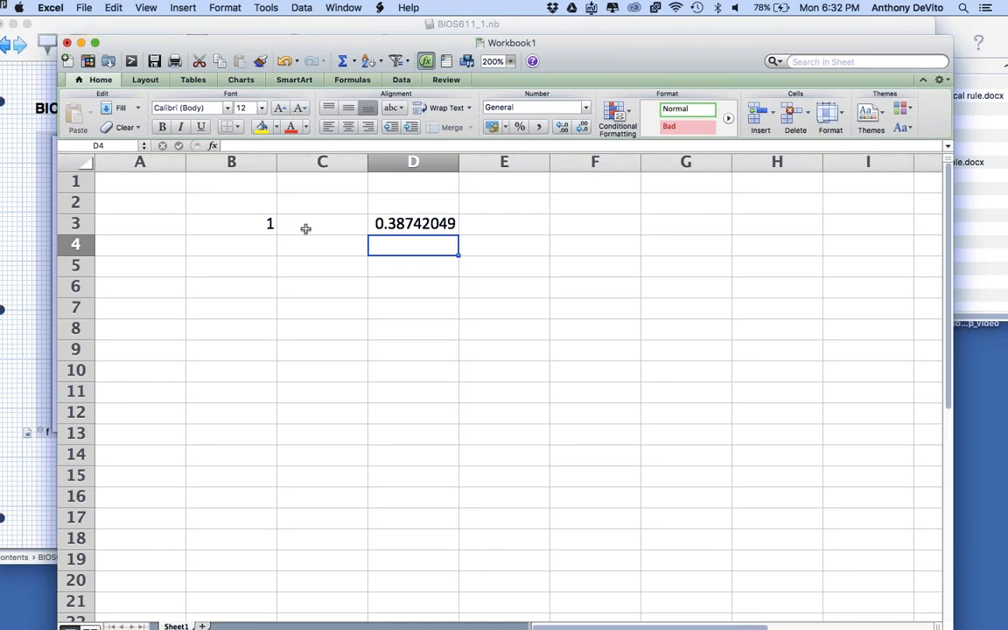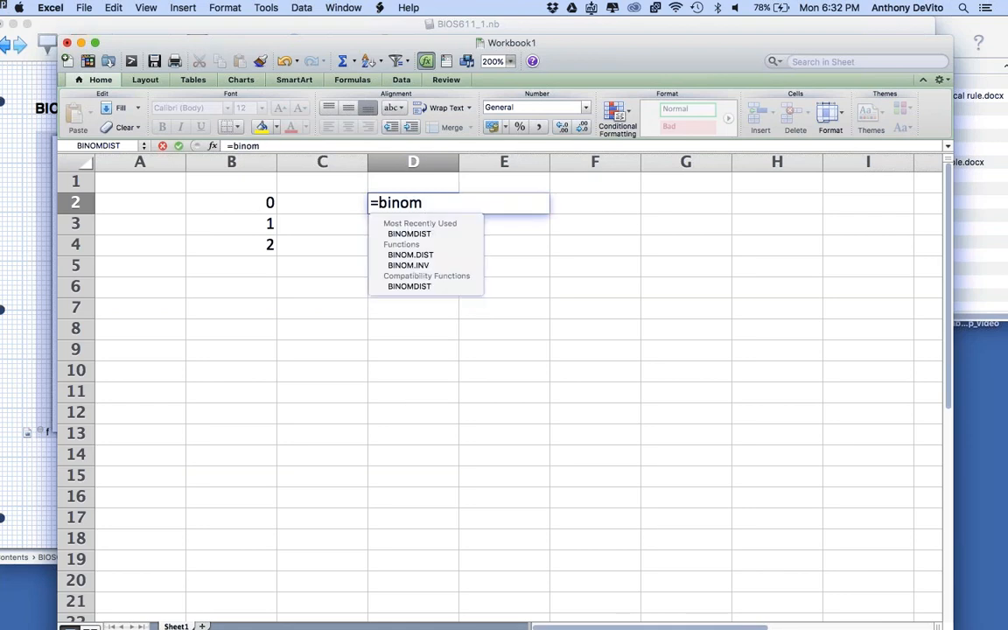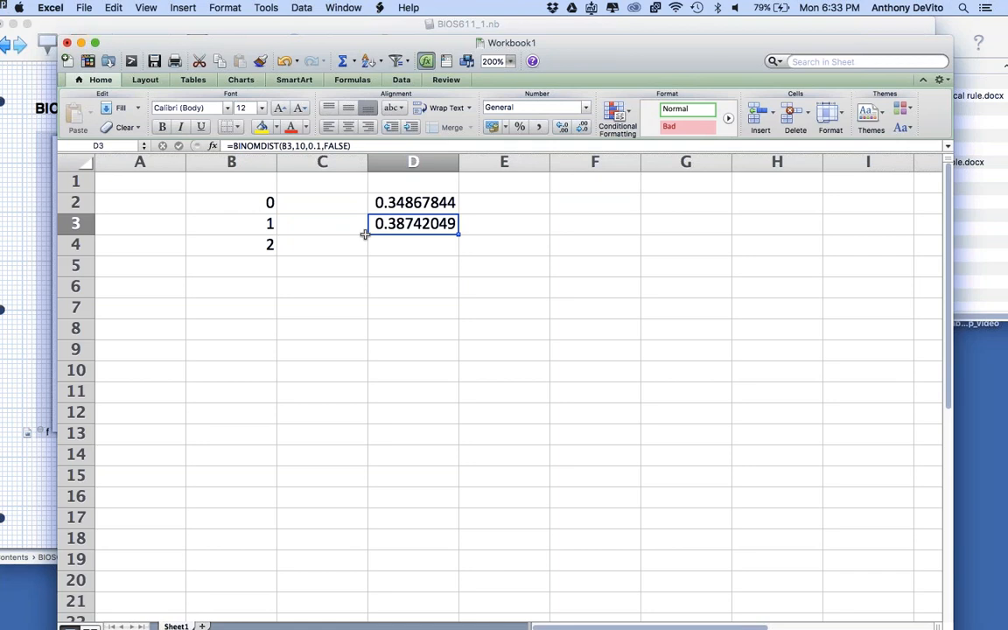What do you think are the next 2 most likely outcomes? Well, just a little bit below that, a little bit above that. We wouldn't expect the next most likely outcome to be 9 out of 10 if it's only 10% prevalence. We would expect the next most likely would be either 0 or 2. So I'm going to do the same calculation for 0. Equals binomial dist, parentheses, and it's going to be 0, comma, 10, comma, 0.1, comma, false. Okay, and it's 34%, just a little bit less.